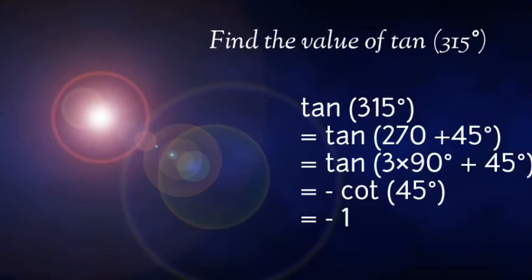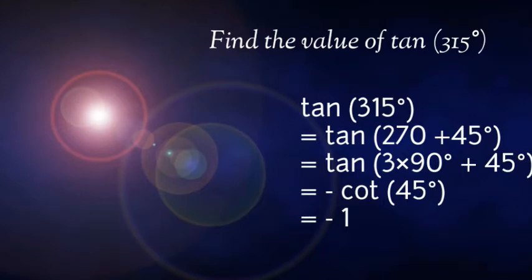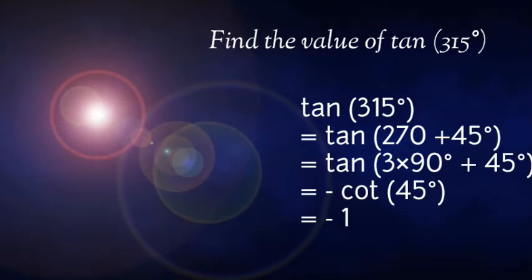You have to find the value of tan 315 degree. So we can split the angle into 270 plus 45. What we have done, we have split the angle into some multiple of 90 degree, and the remaining acute angle part is the second part. And we have observed that it is an odd multiple of 90 degree. So tan will convert to cot, therefore it will be cot 45 degree.